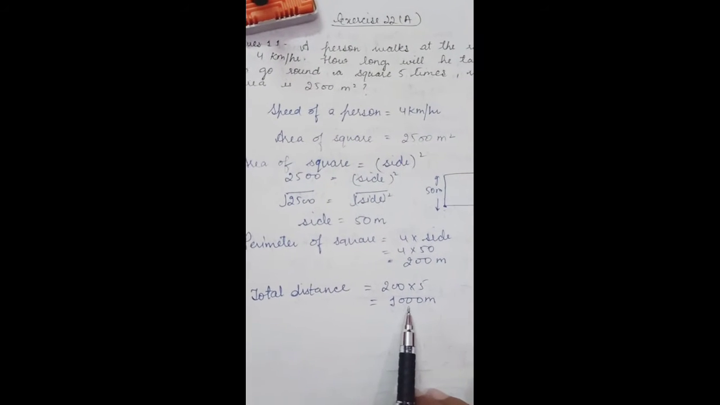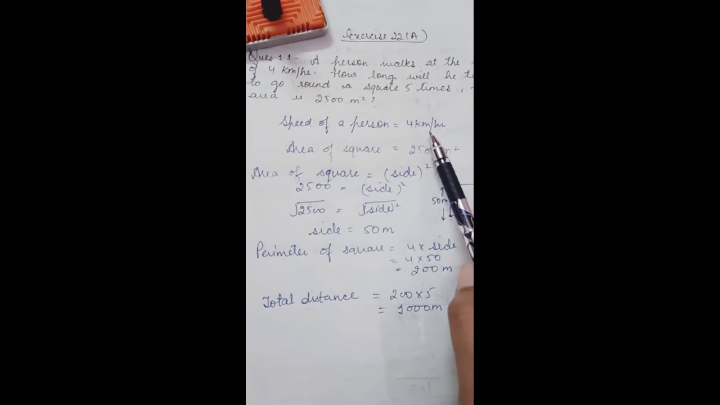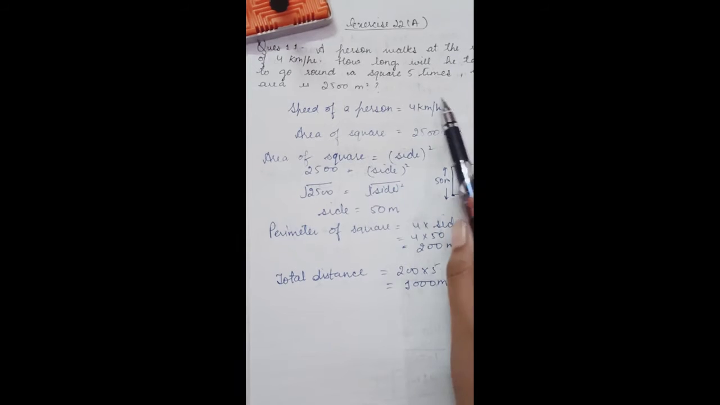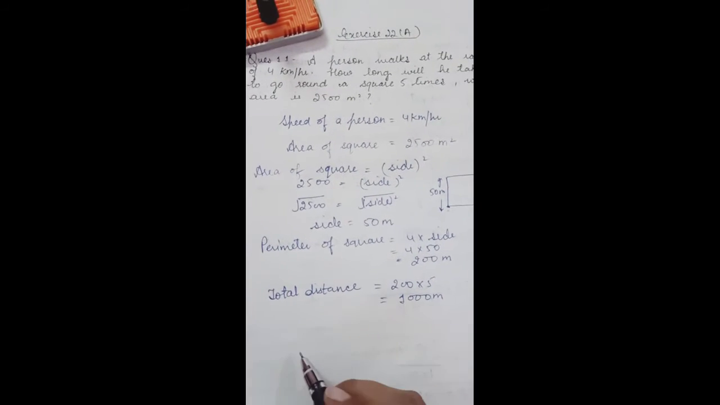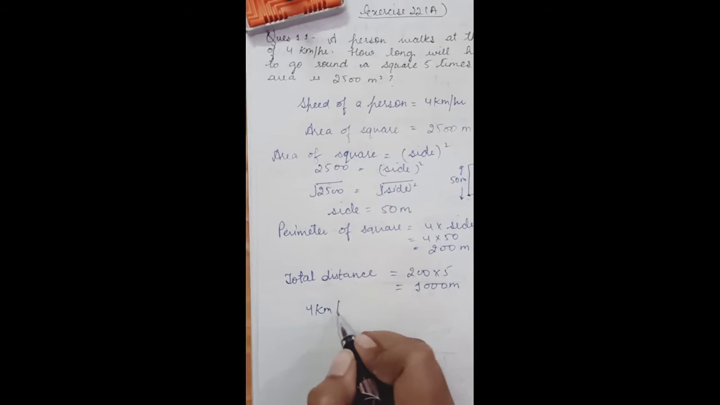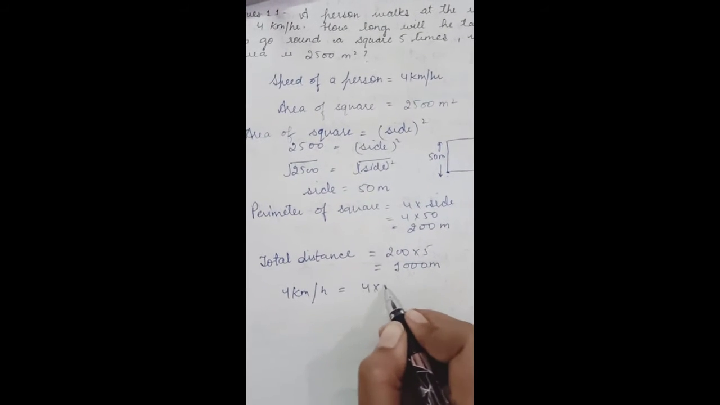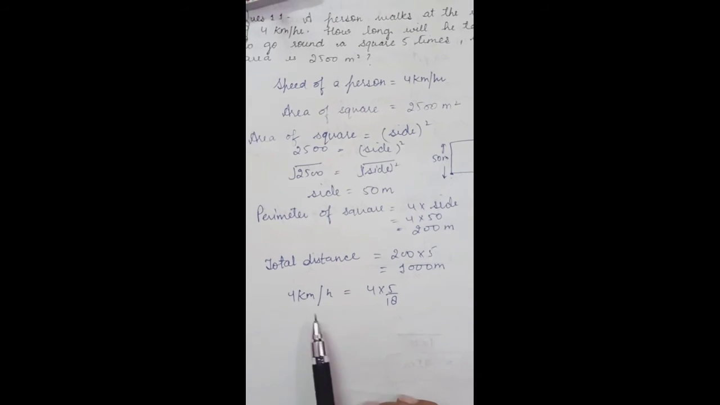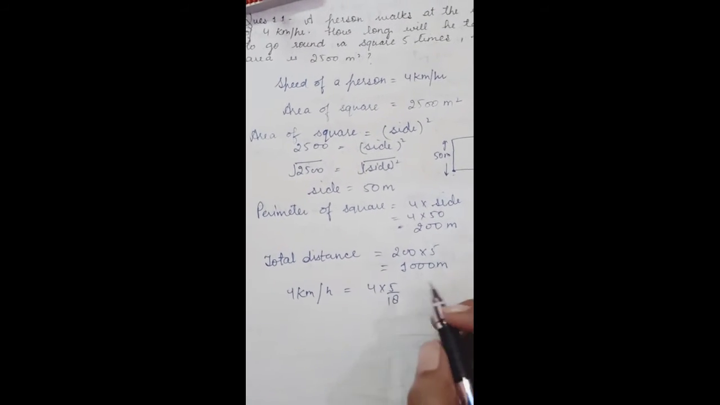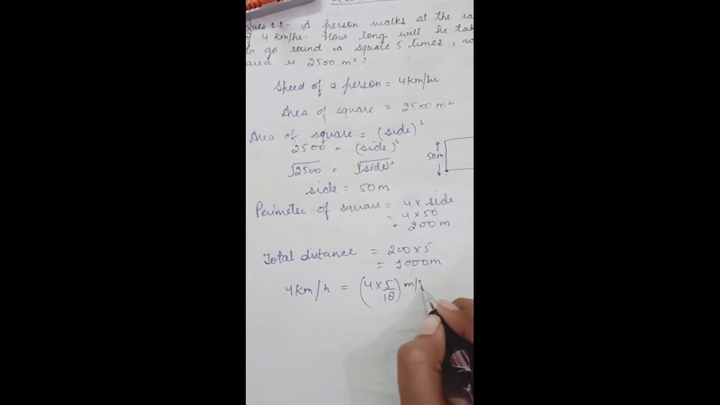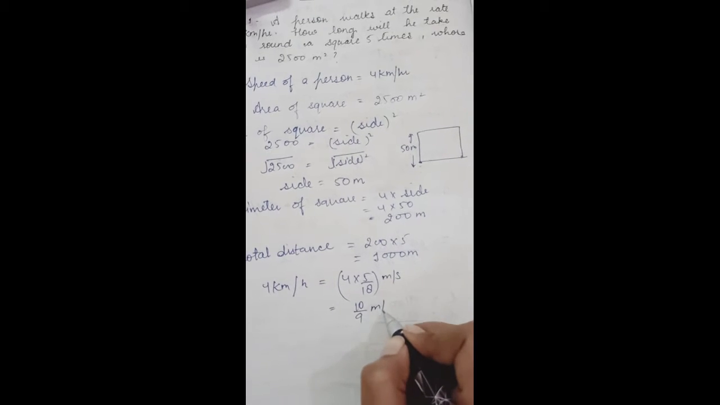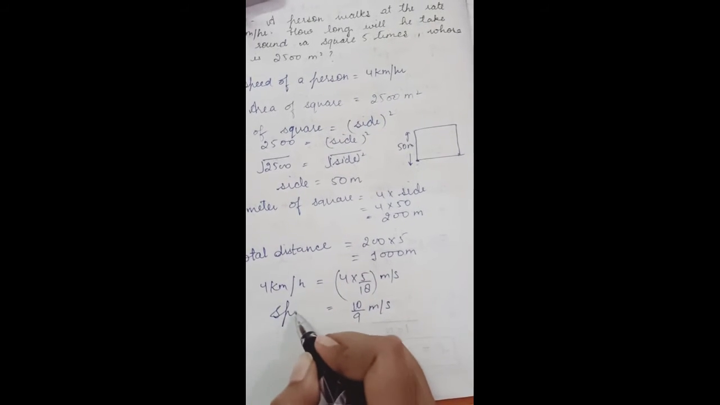Now we know the distance and we know the speed, so we will find out the time. Speed is given in kilometer per hour, so first we convert this into meter per second. So 4 kilometer per hour is equal to 4 into 5 by 18. When we convert kilometer per hour into meter per second, we multiply the number by 5 by 18. So on solving here, we will get 10 by 9 meter per second. So this is our speed.